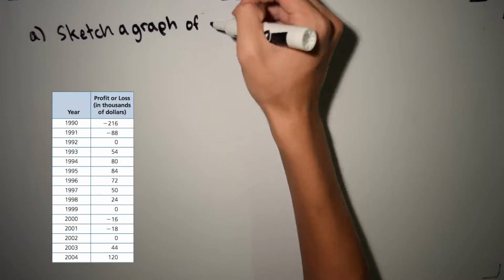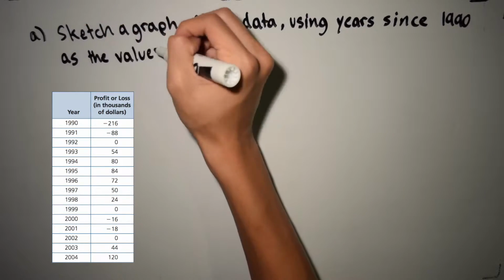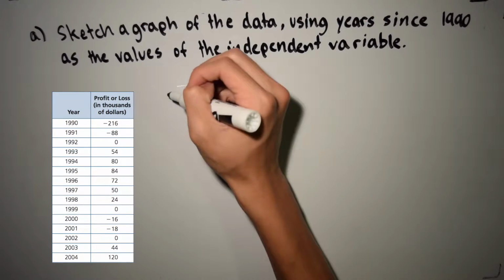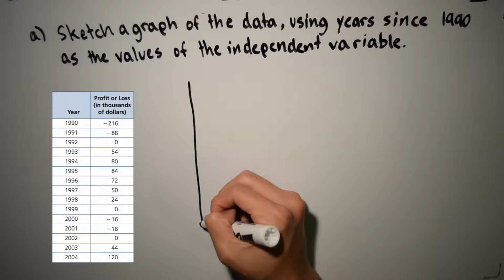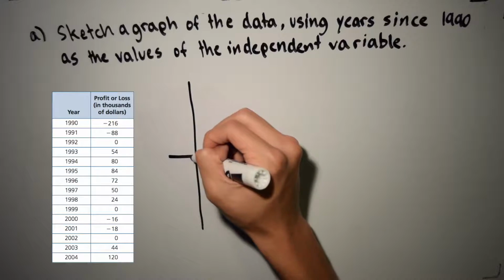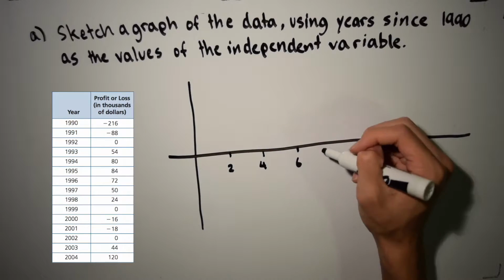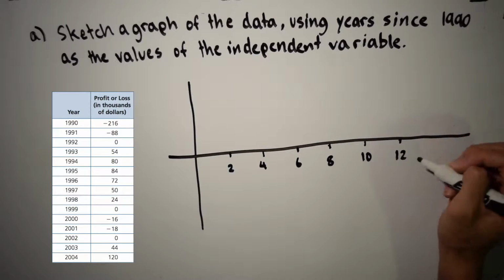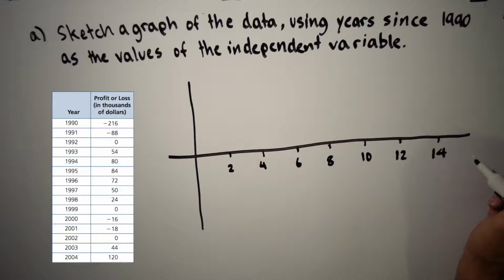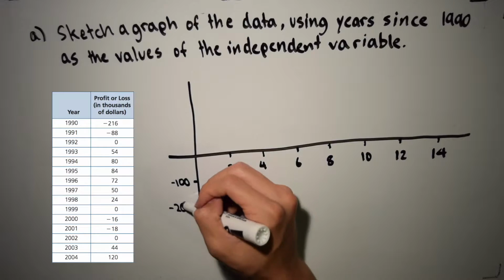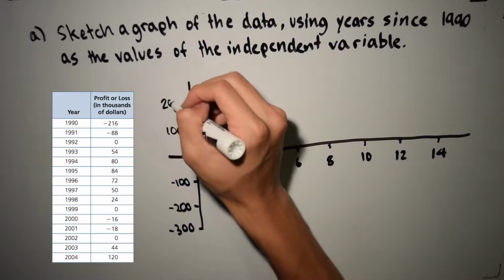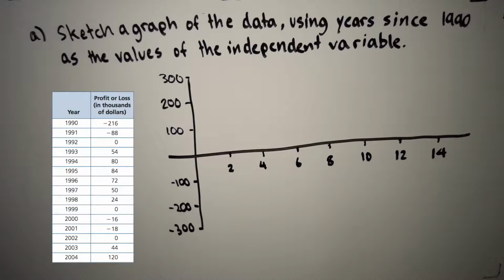This question is asking us to sketch a graph of the data with the year since 1990 as our independent variable. As you know, the independent variable goes on the x-axis. We are graphing a 14-year span, so we can label our x-axis starting at 0, with 0 being 1990, and go up by 2s until we hit 14. For our dependent variable, the profit or loss in thousands of dollars ranges from negative 216 to 120. So a good sized scale would be to label up to 300 in each direction, with 100 being the interval. Now, we just have to plot the data.